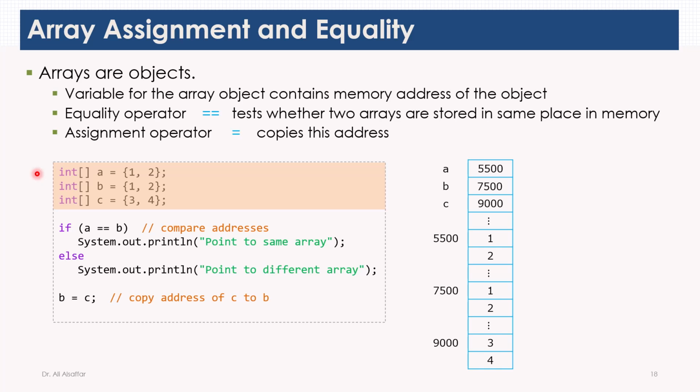Consider the following code. We are declaring three arrays, all of them of type integer. The first array A is initialized with the constants 1 and 2. The second array B is initialized also with the constants 1 and 2. And the third array C is initialized with the constants 3 and 4. Notice that the arrays A and B, element by element, are equal. So we say that the array A is equal to the array B.